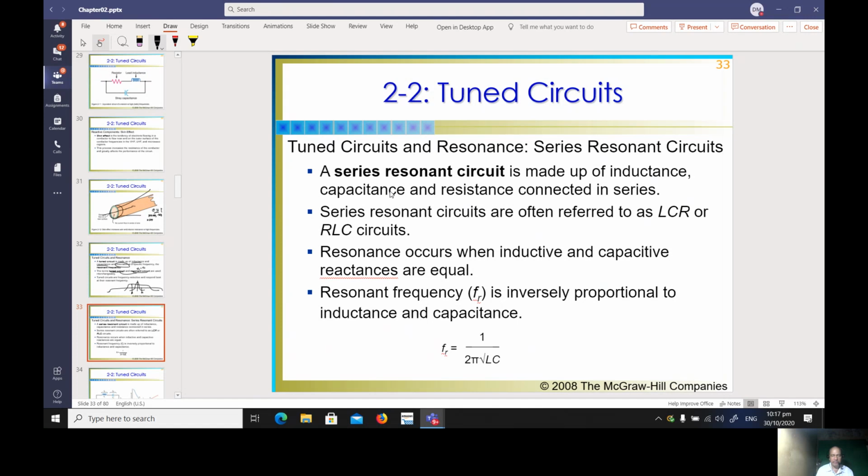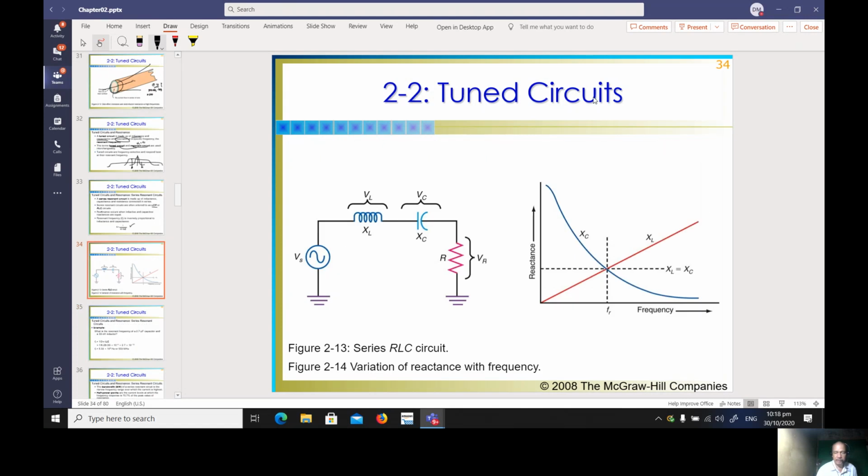So there are two types. We have series and parallel resonance circuits. Series resonance circuits are often referred to as LCR or RLC, when inductive and capacitive reactance are equal. Ito yung sinasabi kanina. The formula for this is 1 over 2 pi square root of LC. You can solve for the resonance frequency.